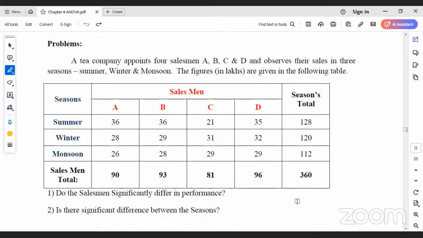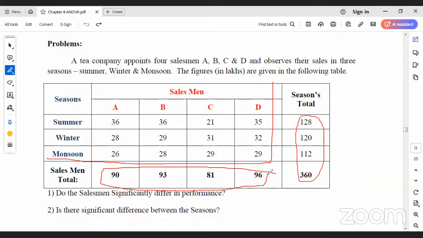So in this given problem, I have already done the totals, but from an examination point of view, the problem will be given only till here. The season totals, the grand total and these totals will not be mentioned, but you have to do all these totals. In the exam, the summer, winter, monsoon information is given and A, B, C, D is given, but the salesman totals and season totals are not given. So we have to do these totals.